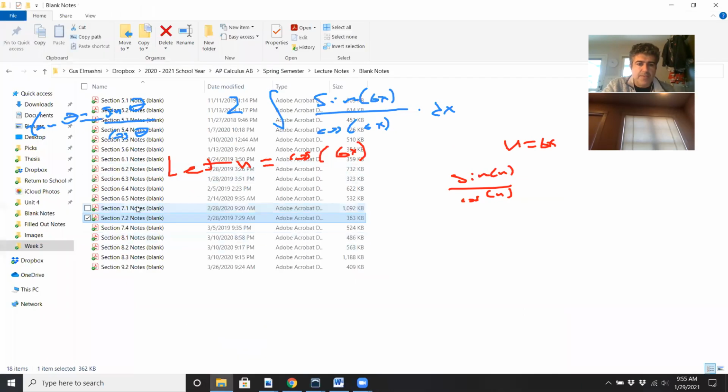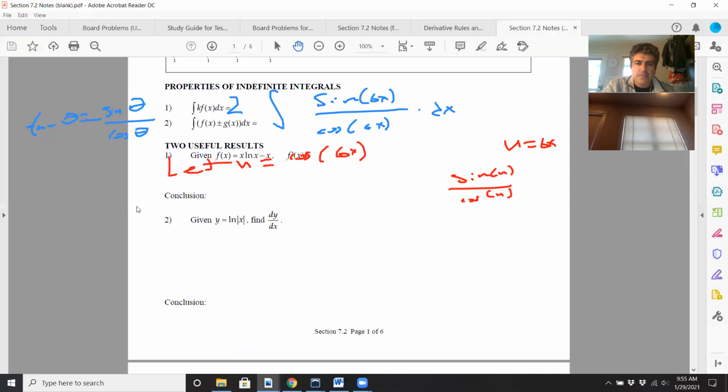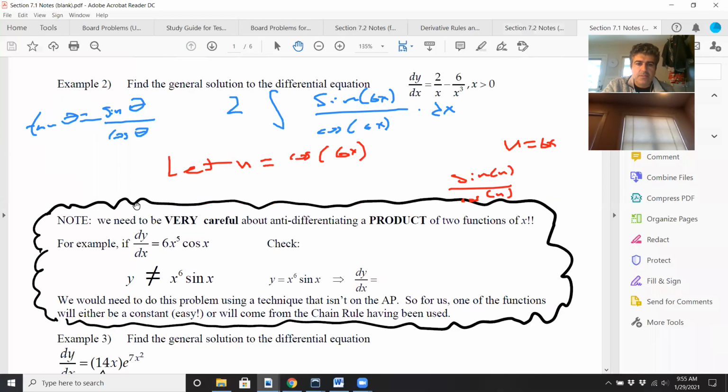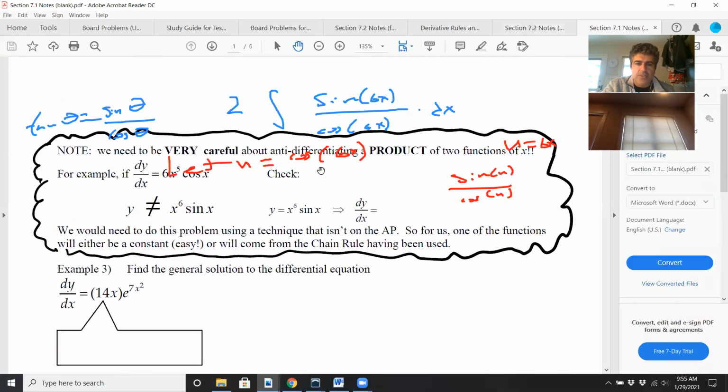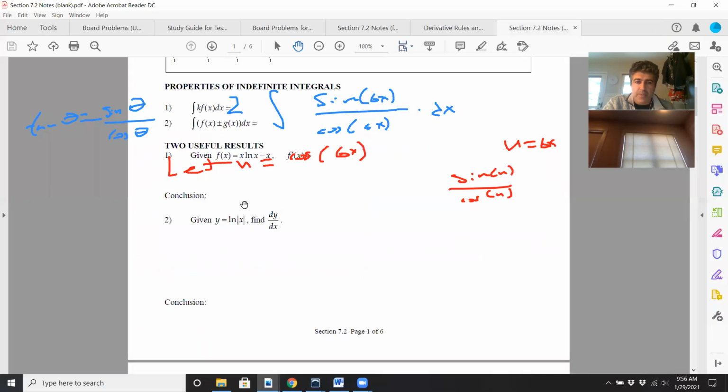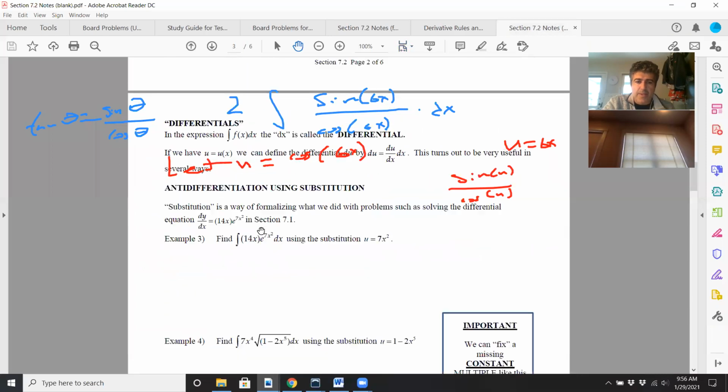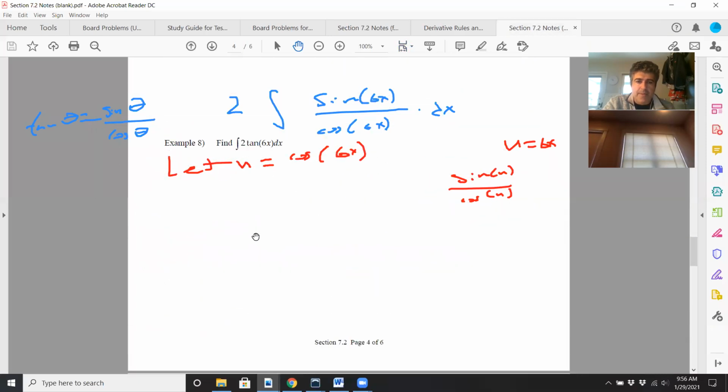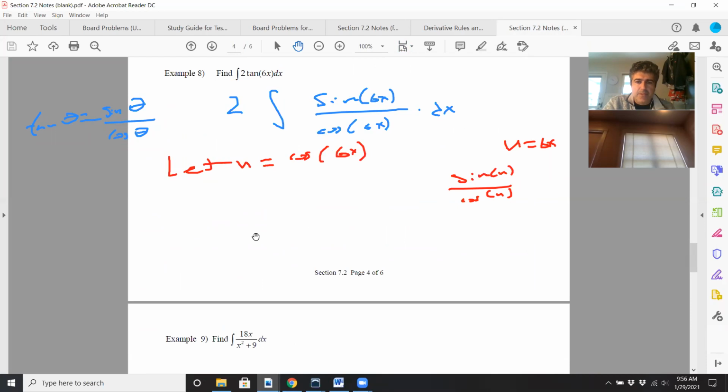In the 7.1 notes, you can't just antidifferentiate a product of two functions and do them separately and think you're good, because if you did the derivative of that, you wouldn't get back to your original expression. So likewise, for a ratio of expressions like we're seeing in example 8, when you have sine over cosine, there's nothing you can do about that. So I'm not going to let u equal 6x. It doesn't do anything for me.